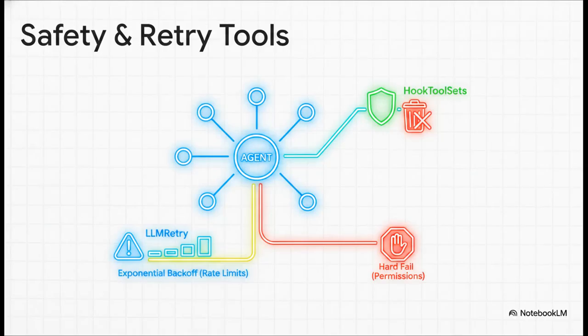Let's look at some more advanced safety and retry tools. We have hook tool sets that restrict the LLM to an explicit allow list of actions. This is crucial for preventing accidental data deletion. And we pair that with intelligent LLM retry policies that actually let the model decide whether an exception requires a simple delay or a hard fail.